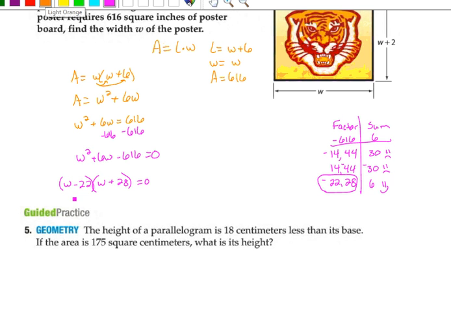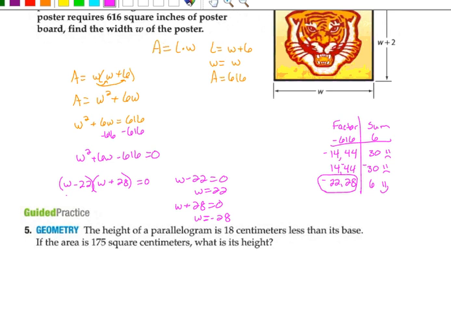Okay, now I'm going to look at each one of these pieces. I have W minus 22 equal to 0, and I have W plus 28 equal to 0. Okay, and I'm going to go ahead and solve this. So it looks like I have W equals 22, and I have W equals negative 28.